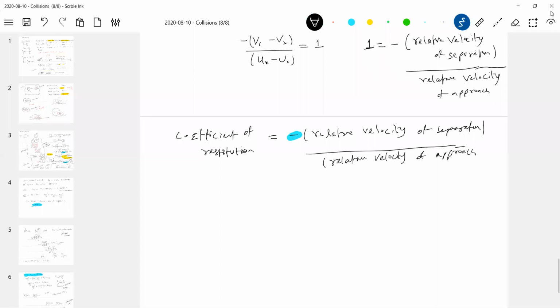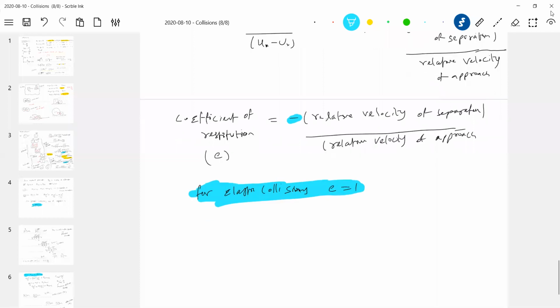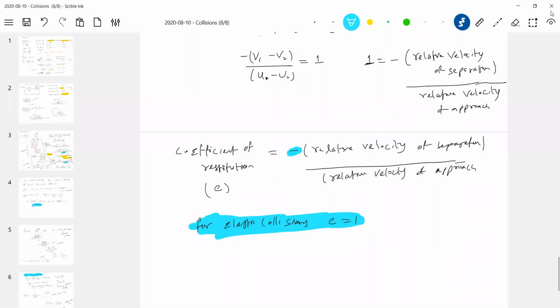So what is the symbol for the quotient of restitution? E. And for elastic collision, E is equal to 1. So every time we need not do it like this, directly check the value of E and proceed. How to check the value of E? Further, we can calculate V2, V1, and make it out.